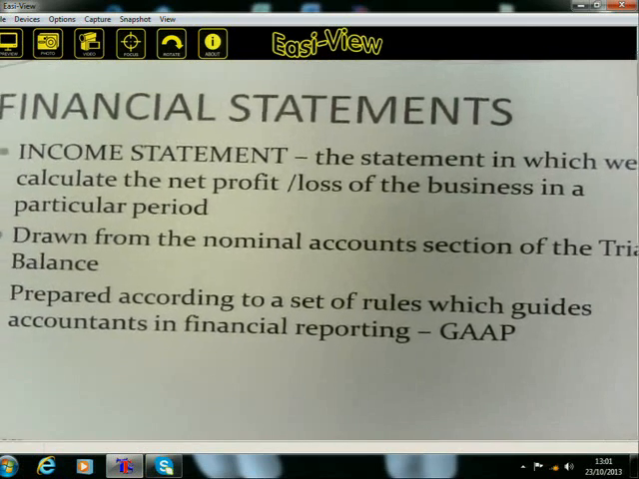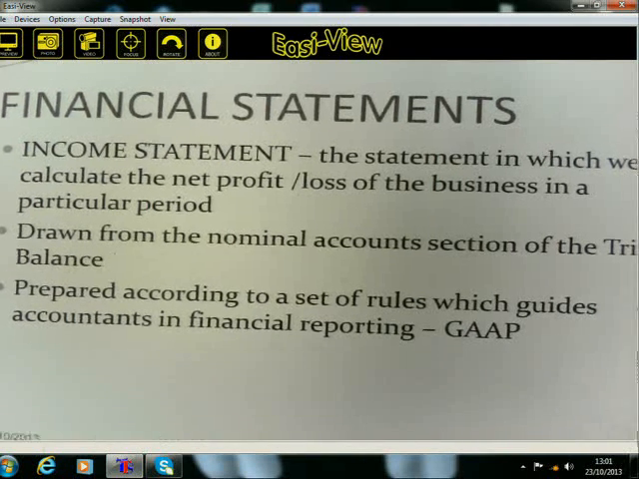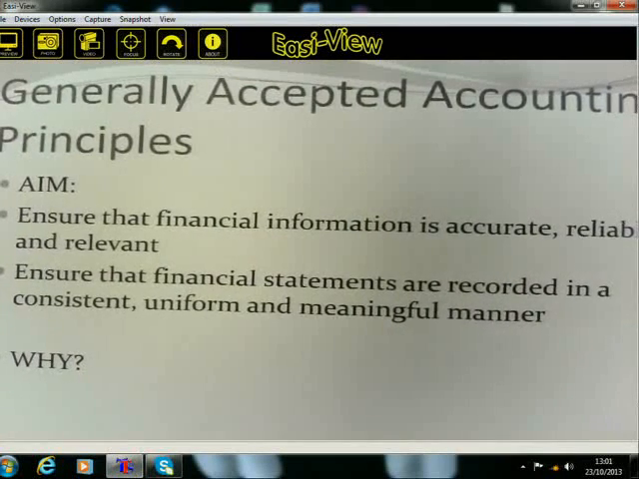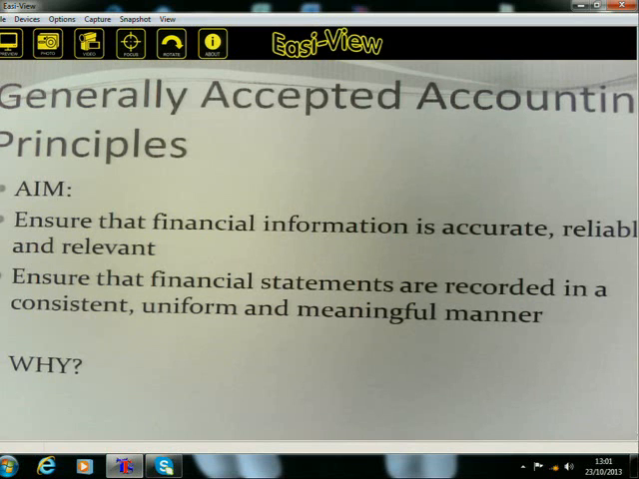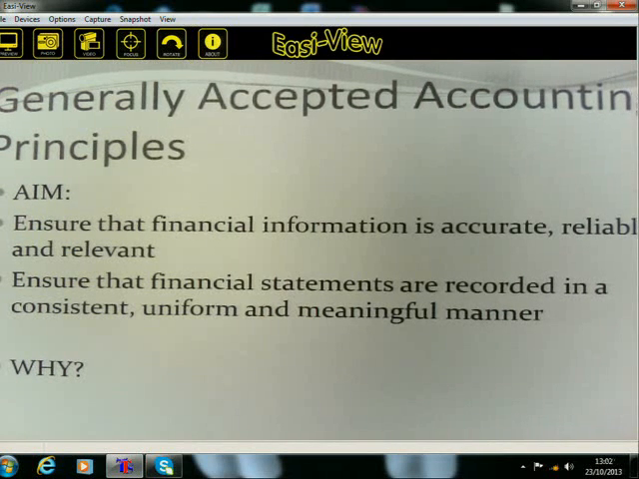Then the financial statements are being prepared according to the set of rules which guides the accountant in financial reporting, that is the GAAP principle. We know the GAAP principle, but what we need to know also is what is the aim of this principle? It is to ensure that the financial information is accurate, reliable, and relevant, and to ensure that financial statements are recorded in a consistent, uniform, and meaningful manner for every person who would be interested in those financial statements.